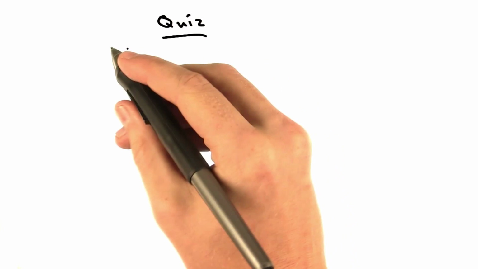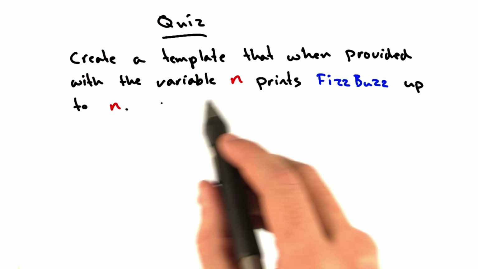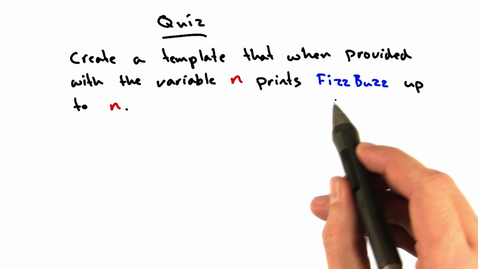Okay, time for a quiz. Create a template that, when provided with the variable n, prints Fizzbuzz up to n.